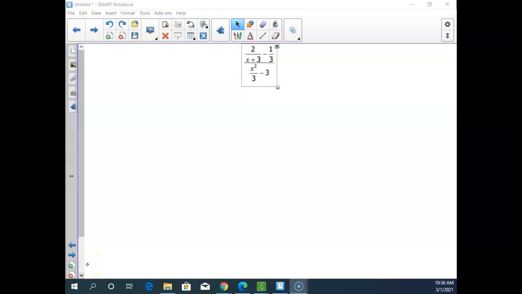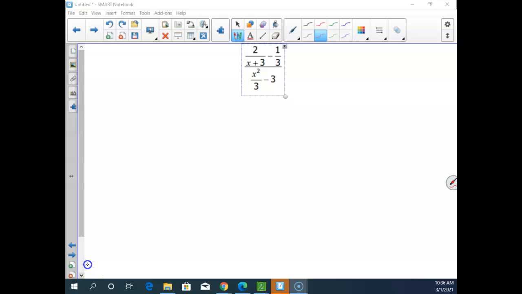Okay, let's look at another problem, a complex fraction, and this time I have two terms in both the numerator and the denominator, so I need to get it to just one fraction in both the numerator and denominator. So I look at what is my least common denominator for my terms in the top, in the numerator. Okay, so I have x plus 3 and 3. So my least common denominator up there is going to be 3 times x plus 3, right?